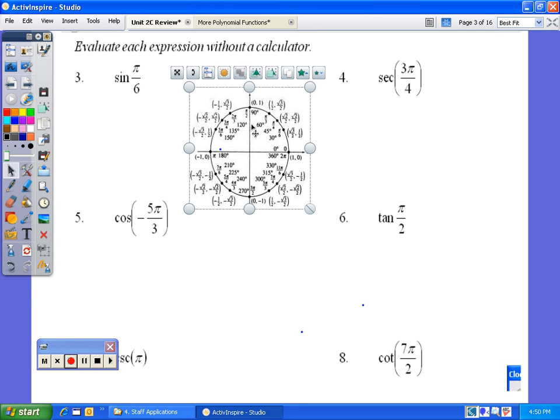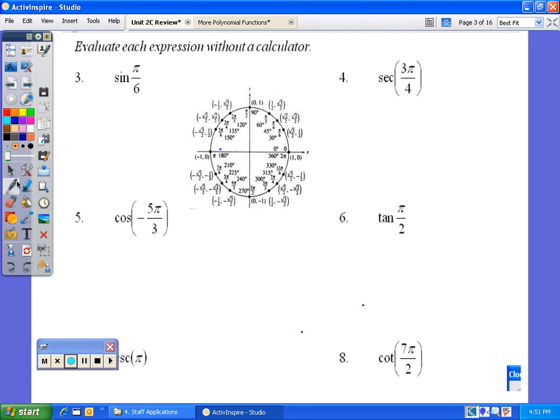Alright, first one, sine of pi over 6. Pi over 6 is 30 degrees, so the sine of 30 degrees is 1/2. The next one, secant of 3 pi over 4. Well, 3 pi over 4, that is the second quadrant, and that is going to be one of the 45s, so that's 135. So this is the secant of 135.